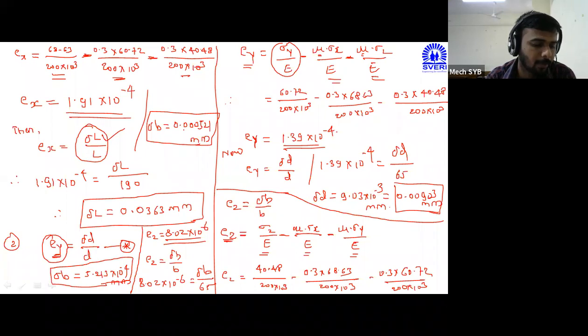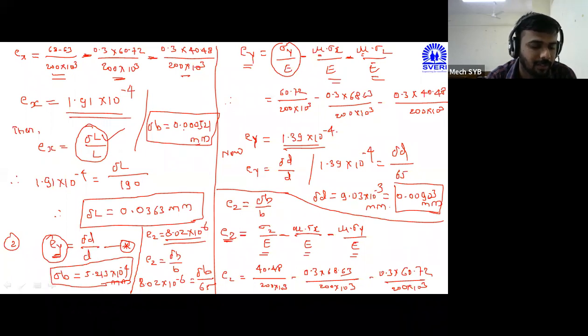You will get it in the form of 10 raised to minus 4 like that, 5.44 into 10 raised to minus 4. So some of you got 5.21, some of you got 5.44. That answer is variable because your epsilon z is variable, but no problem, it is accepted.